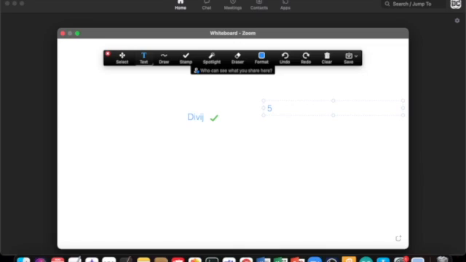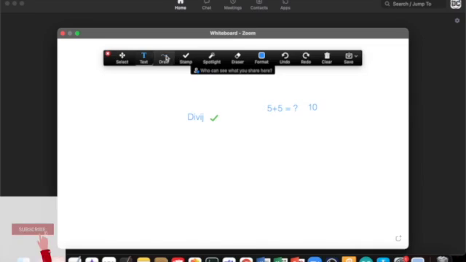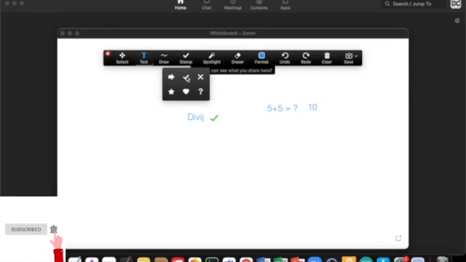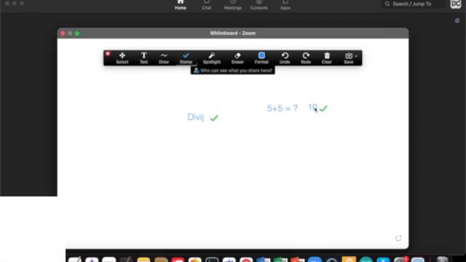You write 5 plus 5 equals to question mark. Then the students write their answer here. Then you use the stamp of tick. Ta-da!